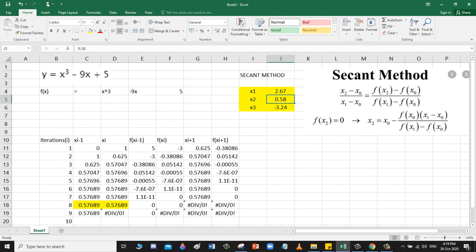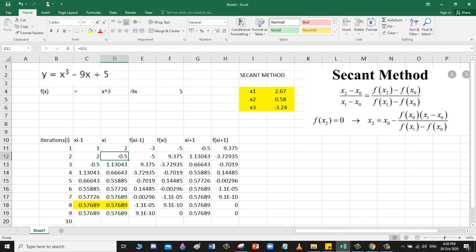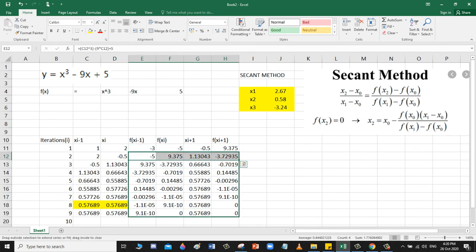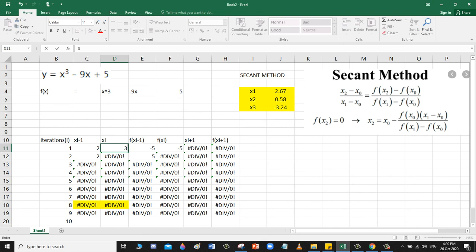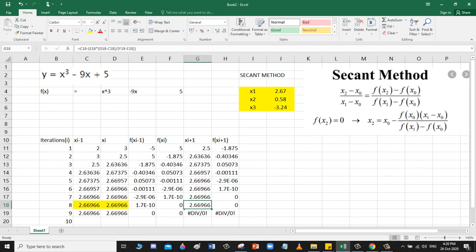Now, how about in between 1 and 2? Let's drag this down. Oh, you didn't see it. Actually, it should be 2 and 3, class. 2 and 3. There it is. 2.67.